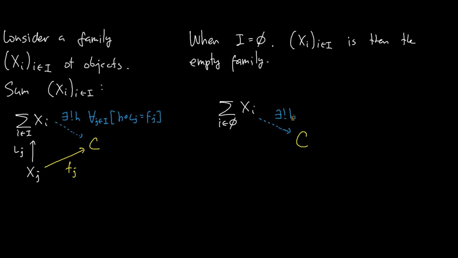And what condition is h unique under? We said that there exists a unique h such that this holds for every j in I, right? But when I is the empty set, this will be trivially true. There is nothing in I, so it is trivially true to say that everything in I will make this hold, because there is nothing in there.